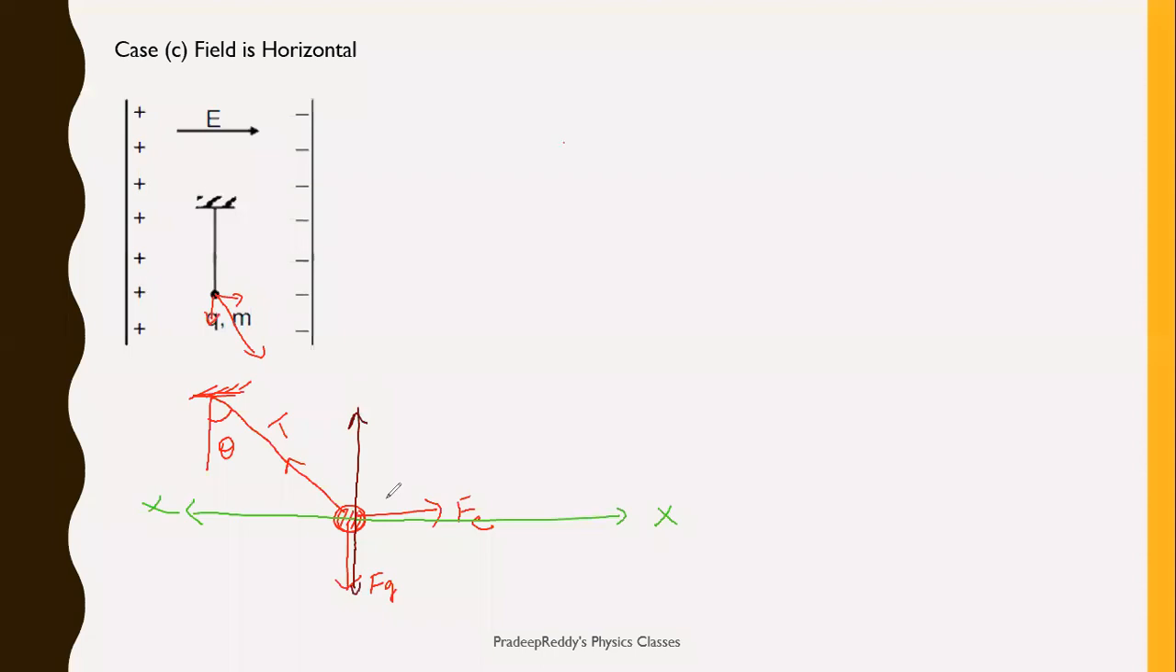Therefore, what I need to do is resolve that tension into components. So simply this angle becomes theta, and tension along vertical will be T cos theta. Tension along horizontal will be T sin theta. Right? Now, this angle theta will be known to you, you can measure this angle. So using the free body diagram, I can write T cos theta is equal to Fg, which is equal to mg.